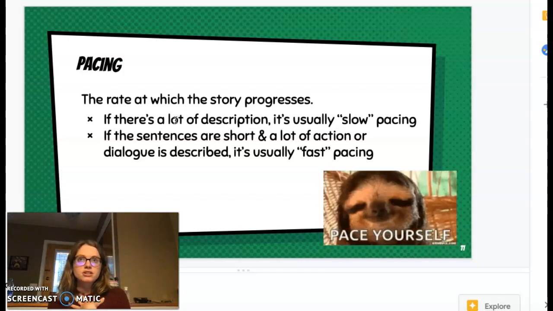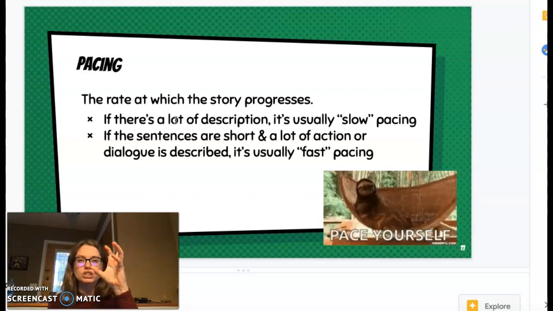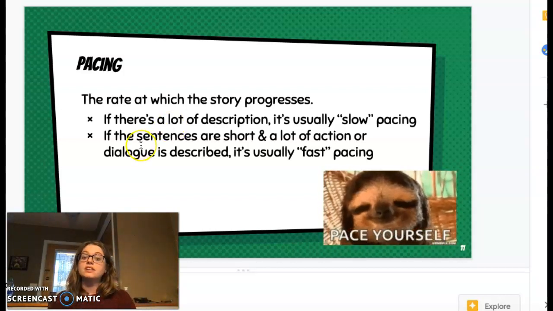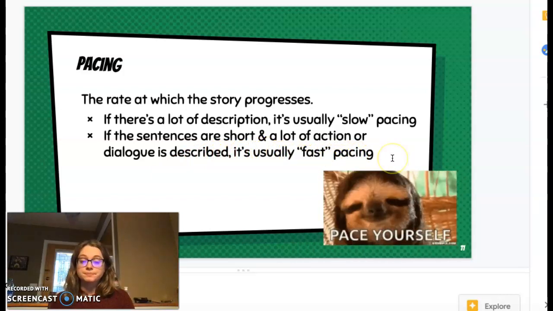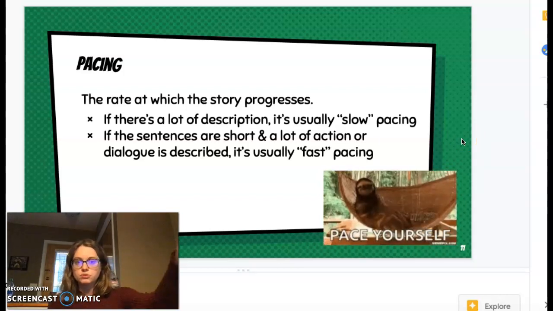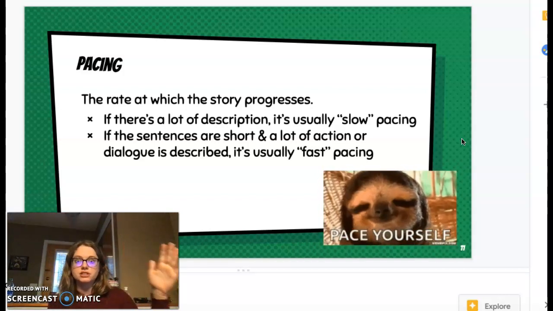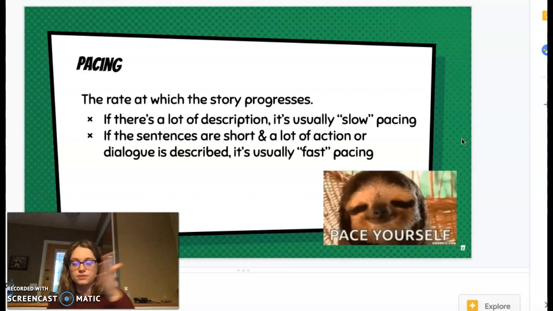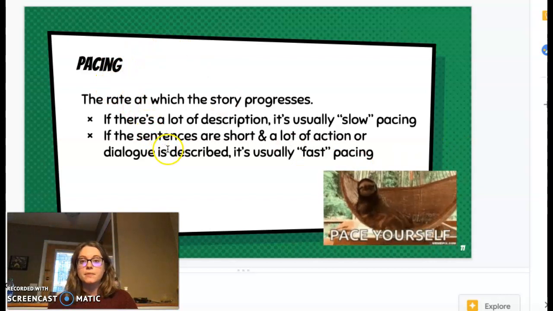His smile was like the sun. His eyes glimmered like stars. That's slow motion because it's describing every little detail about the boy in the cafeteria, right? Then if sentences are short and a lot of action or dialogue is described, it's usually fast pacing. So that would be something like, I turned the corner with my car and zoomed right past the cop and blah, blah, blah. It's going really quick because we don't have time to slow down and describe what the cop car looked like in the story, right? We gotta go. The story's gotta go quicker. So that is the pacing of the story.